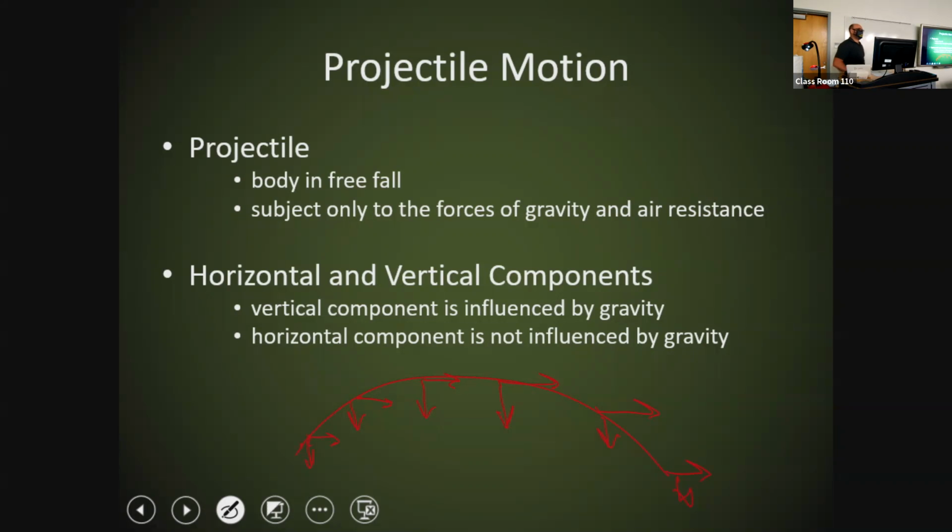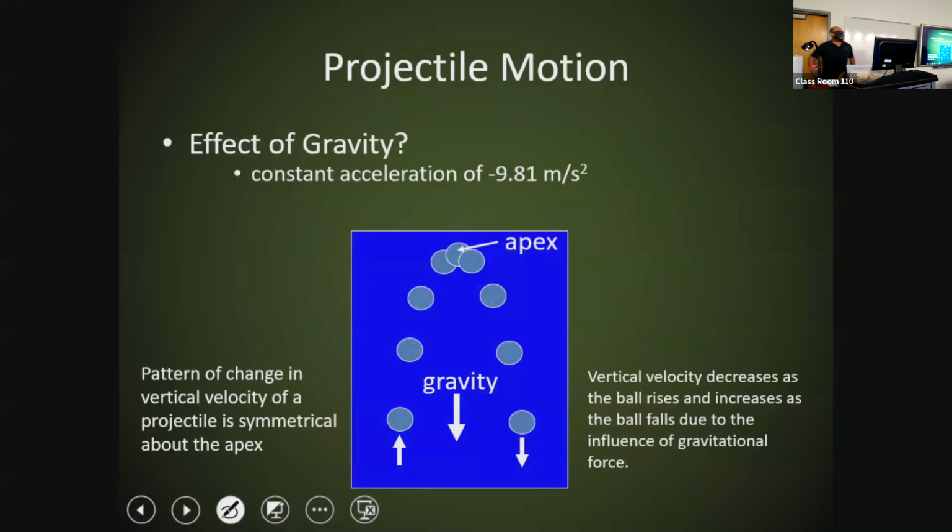Any questions so far? Projectiles? So the effect of gravity, like I said, is constant at that 9.81 meters per second for every second. Acceleration. And as long as there's no external force acting upon this object, the pattern of the change in the velocity is going to be symmetrical about the apex. So it's in parabola form.